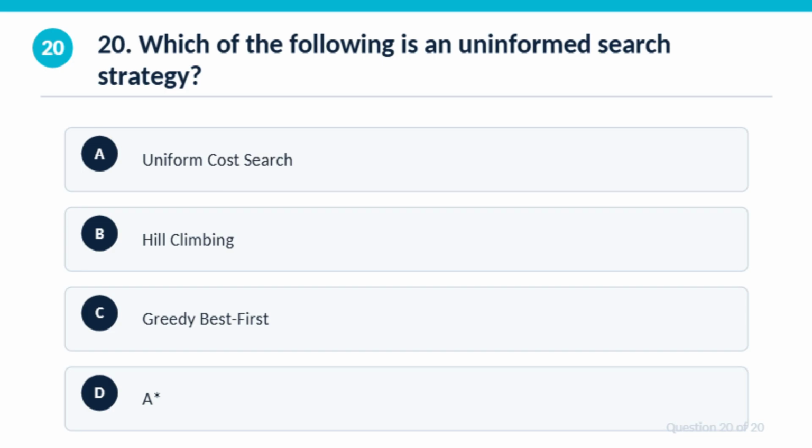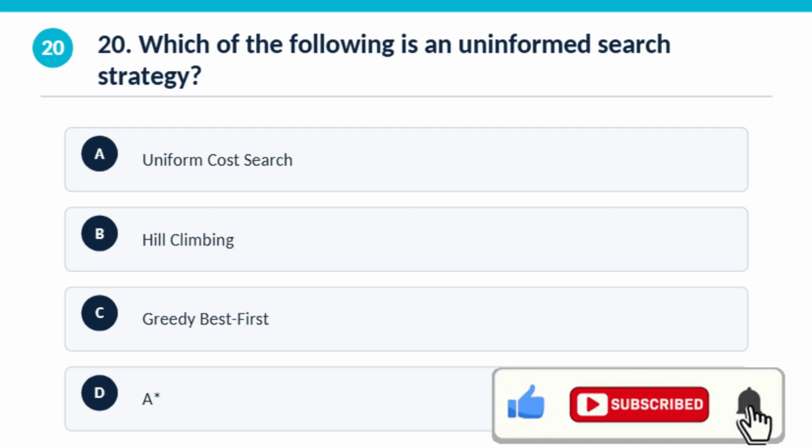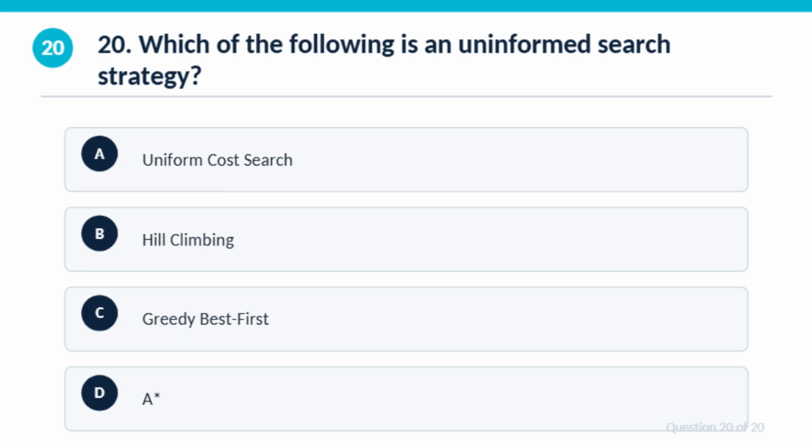Which of the following is an uninformed search strategy? A. Uniform cost search. B. Hill climbing. C. Greedy best first. D. A*. The correct answer is A. Uniform cost search.